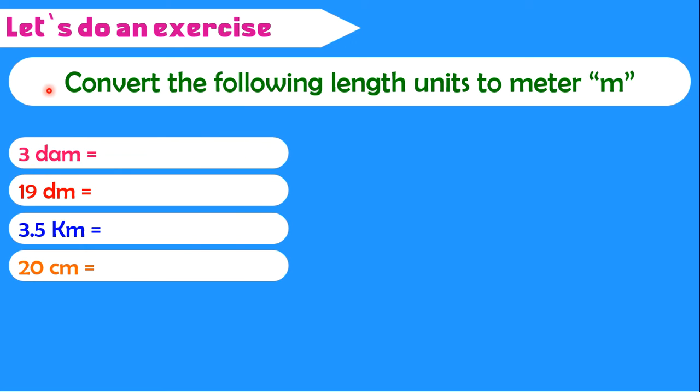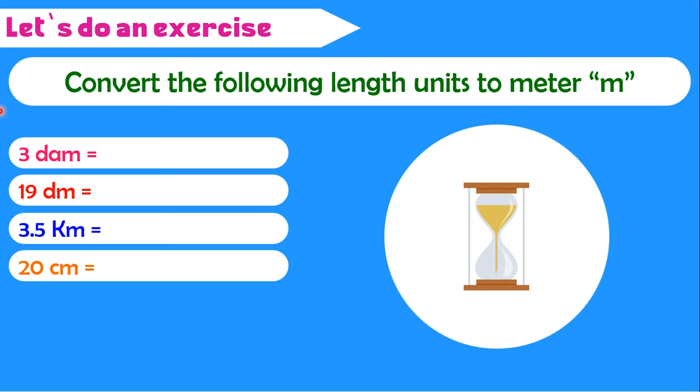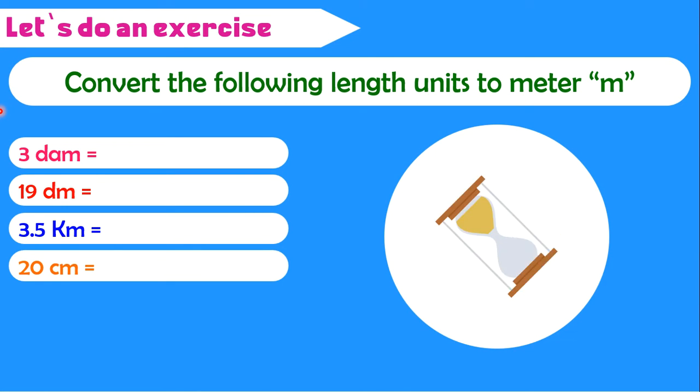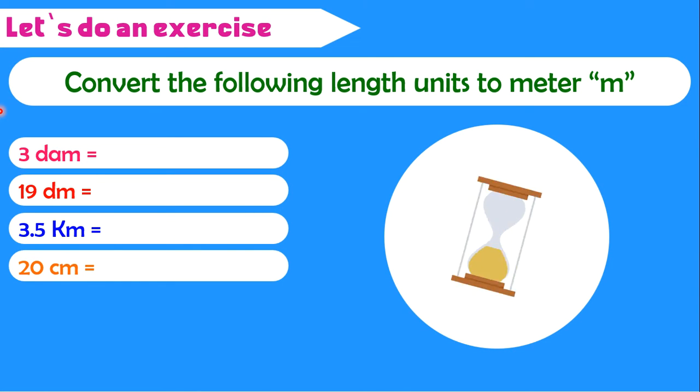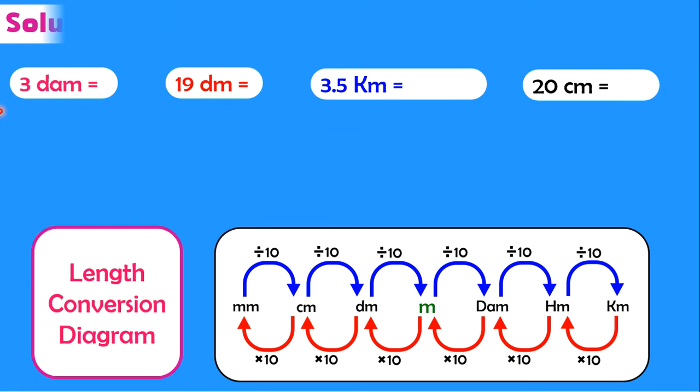Let's do an exercise. We have to convert the following length units to meter: 3 decameter, 19 decimeter, 3.5 kilometer, and 20 centimeter. We have to convert them into meter. I will give you some time. Now let's do it together.